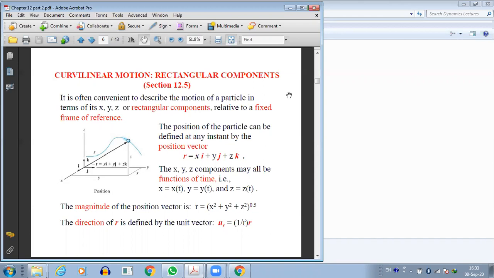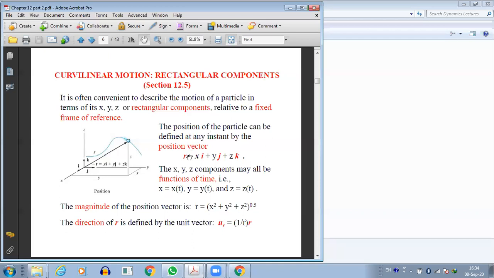For example, in the XYZ coordinate system, we will divide the curvilinear motion into x coordinate motion, y coordinate motion, and z coordinate motion. Then each coordinate motion we deal with as a rectilinear motion. So our problem becomes three times the magnitude, but the complexity is reduced because rectilinear motion is simple and easy to handle. This is the strategy that we apply.